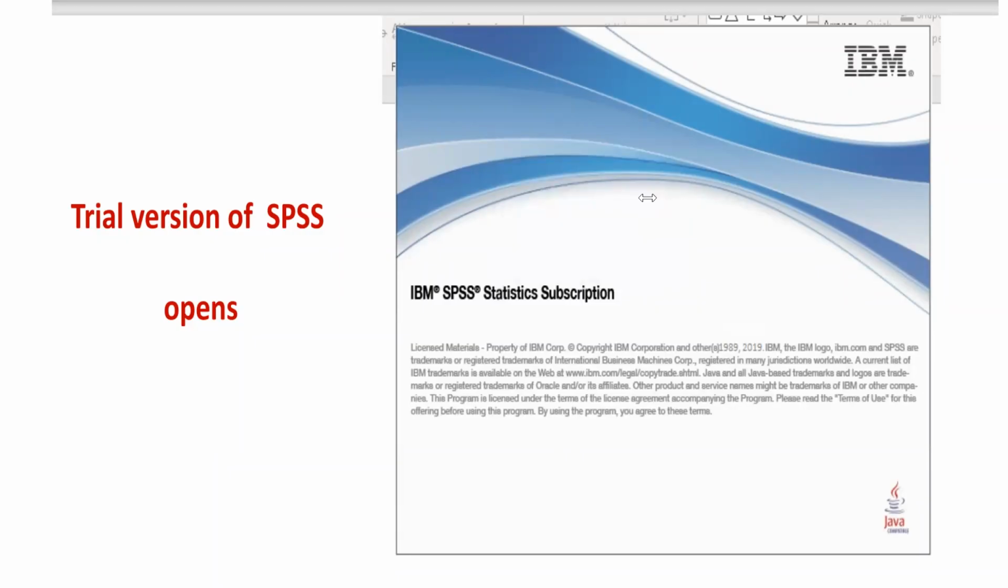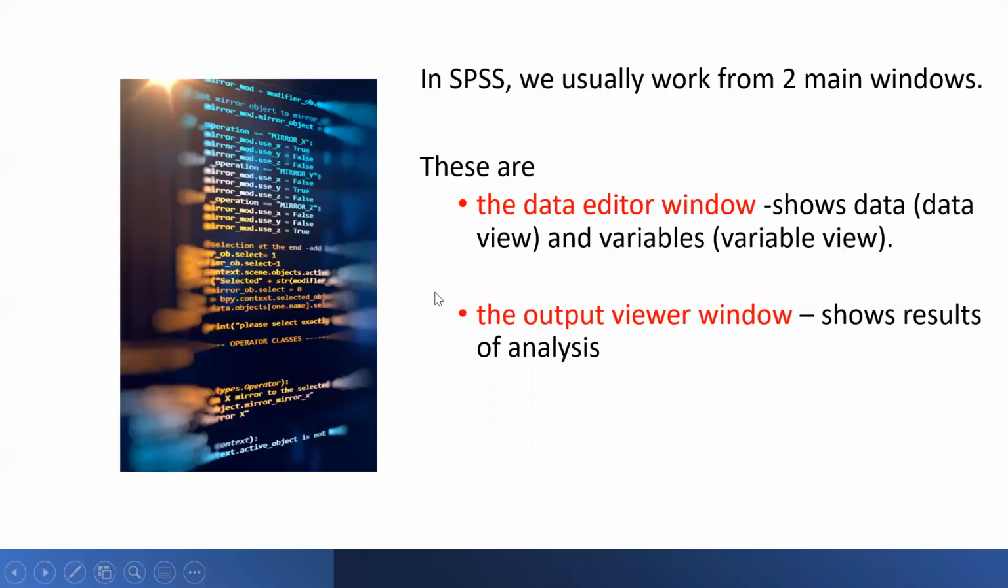So let me start with the trial version. It opens like this. The windows will open like this. In SPSS, we usually work from two main windows. When you open SPSS for working out any type of statistical analysis, there is a data editor window and there is an output viewer window. What is this data editor window? The data editor window is the window which shows the data.